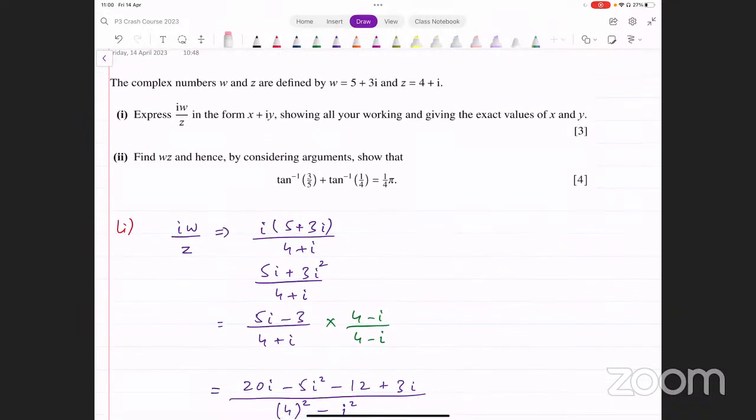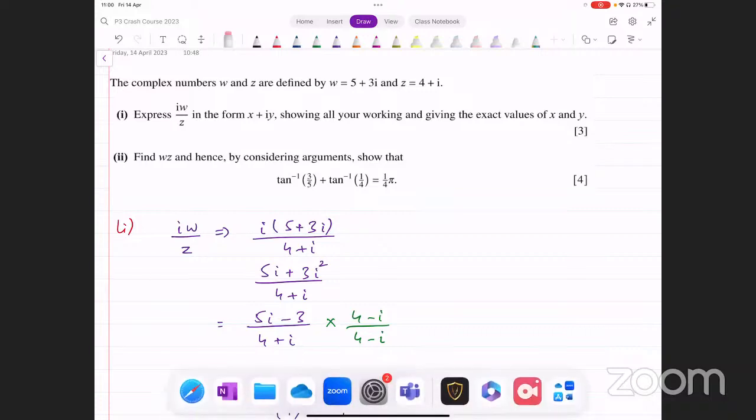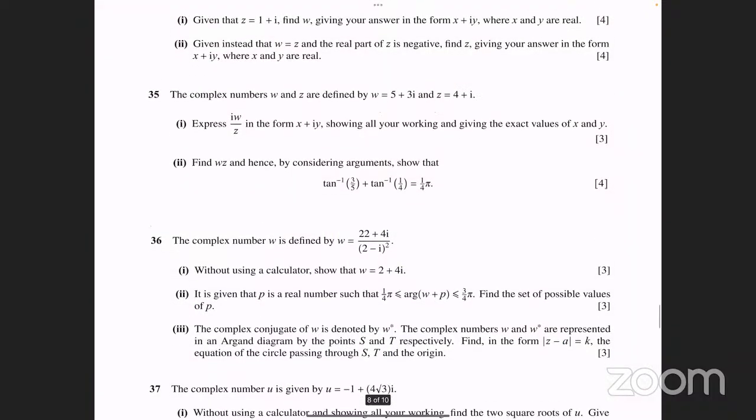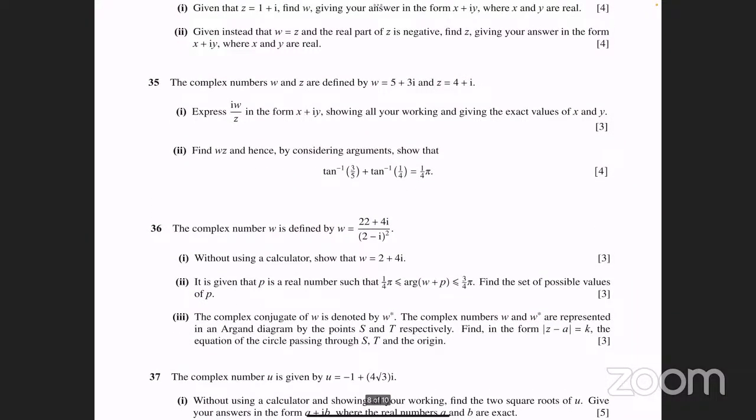All right, I hope that makes sense. If you have any questions in this, let me know. Otherwise, I am going to have a look at another question. Okay, let's see what else we can do from the worksheet. This was question number 35.